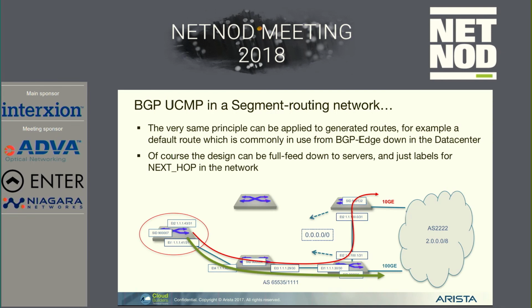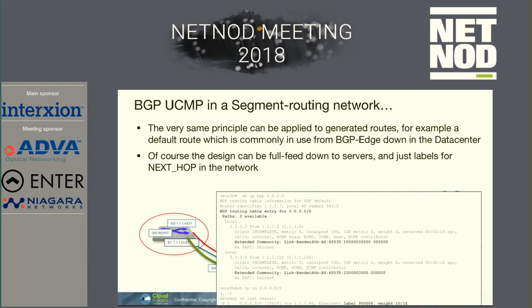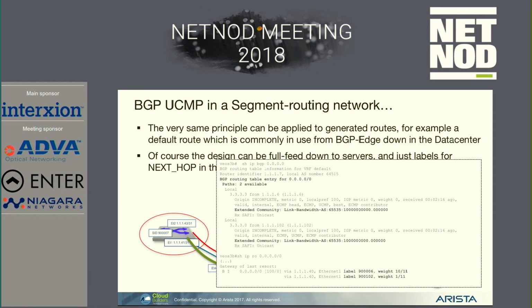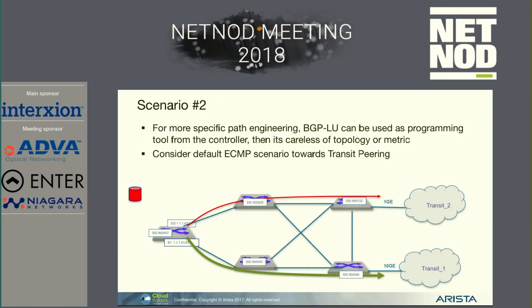Very common in data centers is that you don't run a full feed all the way down to the leaf. You can play this trick exactly the same way, but you generate a default route down your network according to those hashing weights, like the BGP community. So this time the result will be exactly the same.